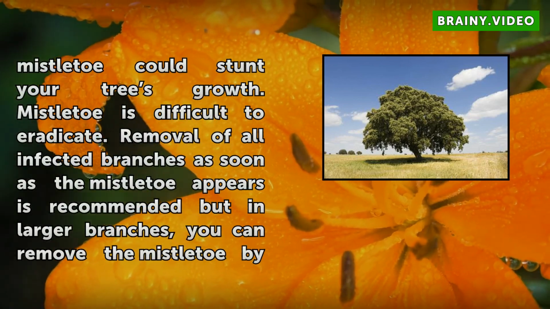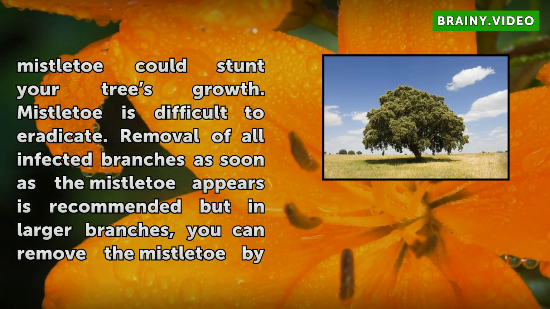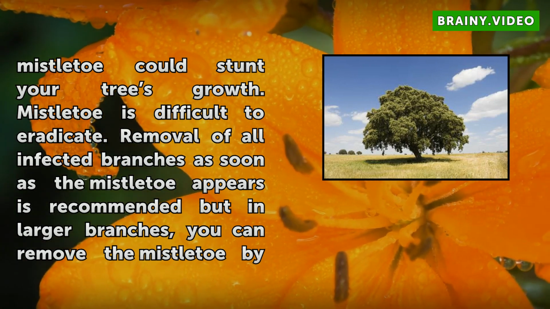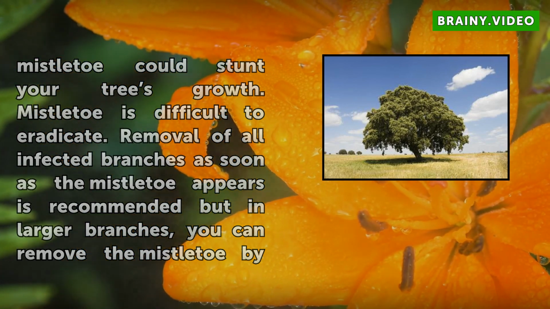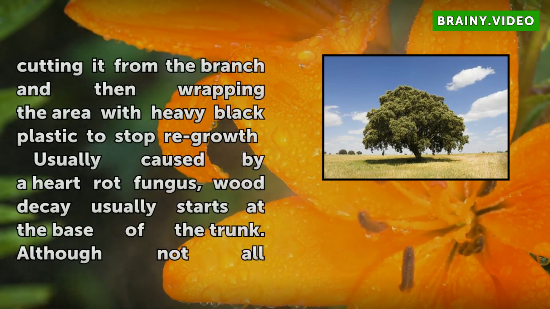Usually caused by a heart rot fungus, wood decay usually starts at the base of the trunk. Although not all mushrooms indicate wood decay, large mushrooms can form around the base of the tree or on the tree trunk. Another indication of wood decay is the presence of the Ambrosia Beetle.